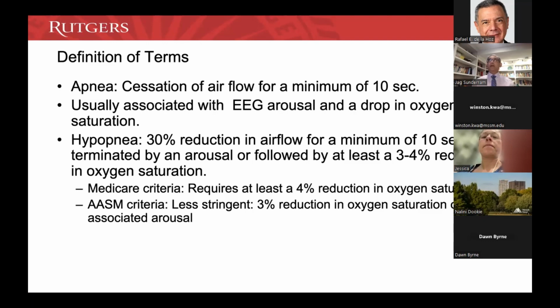A hypopnea, on the other hand, has two definitions based on either the Medicare criteria or the American Academy of Sleep Medicine criteria, where there's a reduction in airflow by either 30 or 50% for at least 10 seconds. It's either terminated by an arousal or a 3 to 4% reduction in saturation. Medicare requires the 4% desaturation, doesn't allow for the arousal as a mechanism for definition of hypopnea, whereas the AASM criteria is less stringent, suggesting just a 3% reduction or associated arousal being adequate for a definition of hypopnea. So clearly the apnea-hypopnea index based on the AASM criteria is often more frequent than that of the Medicare criteria.